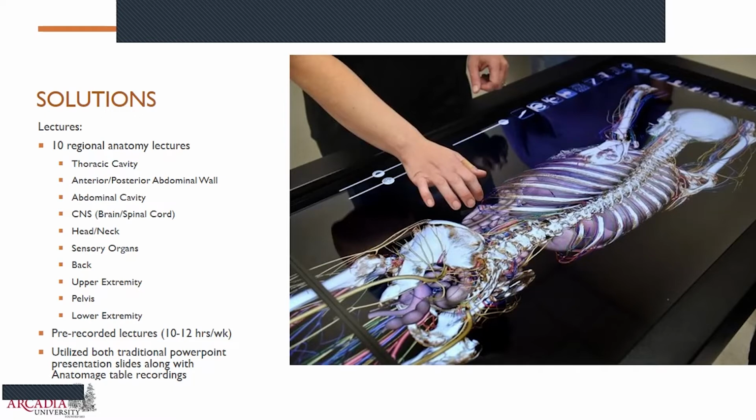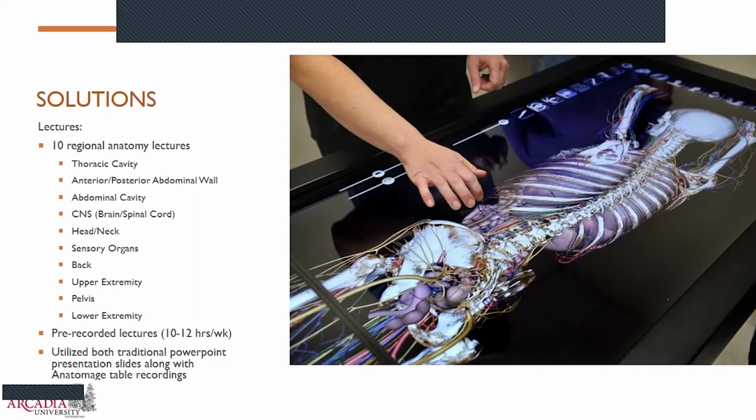So using the integumentary system part of our pathology course as sort of the buffer, we were able to keep our anatomy one week in advance of what the students would then review in their pathophysiology course. So within the 10 regional anatomy structures or regions that we would talk about, we started with the thoracic cavity. We would then proceed down into the anterior and posterior abdominal wall. And then we'd move into the actual visceral organs and neurovascular components of the abdominal cavity.